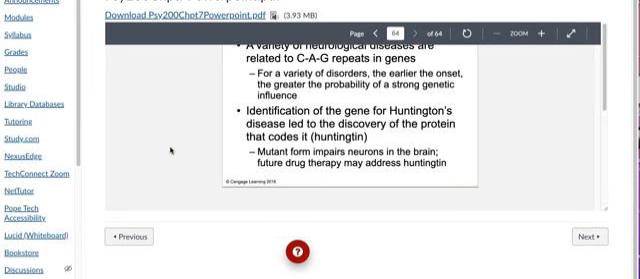Imagine copying and pasting a word too many times in a sentence. Eventually, the message becomes unreadable. The same thing happens in DNA. Too many CAG repeats disrupt the protein's function.